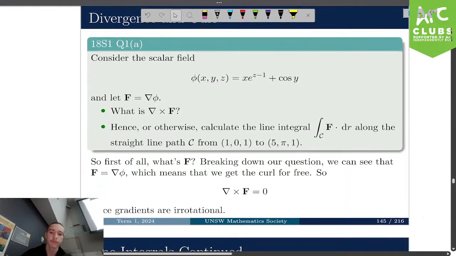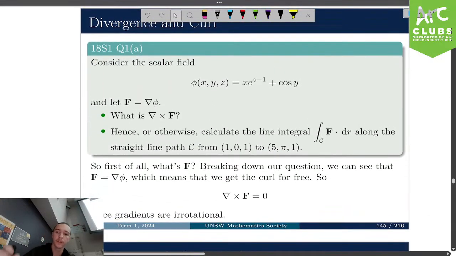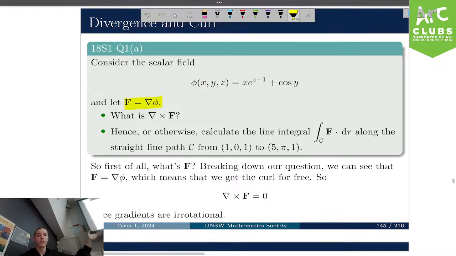So yeah, and this comes from this. This directly means that it's conservative. This is putting the English into maths. So that means the curl is always 0. Sweet, that's half the question done.